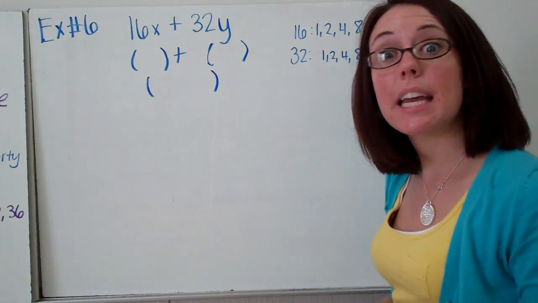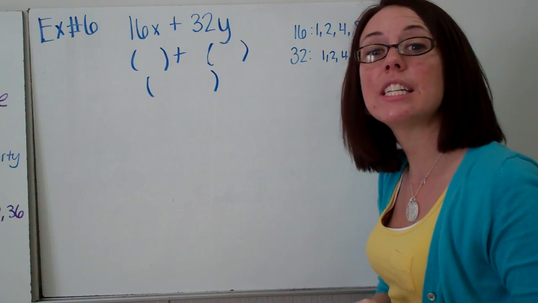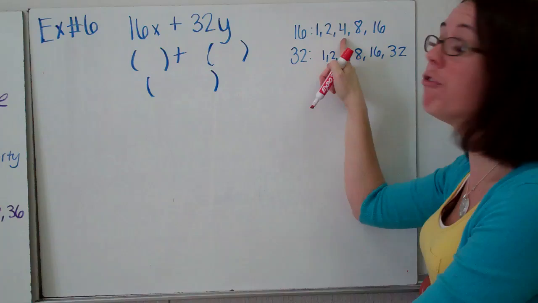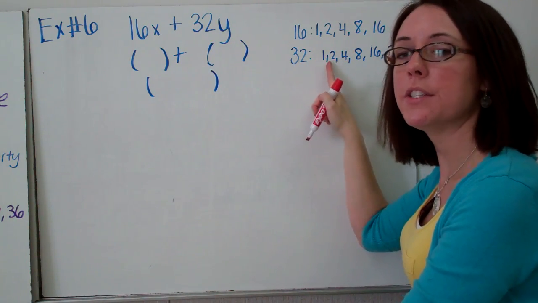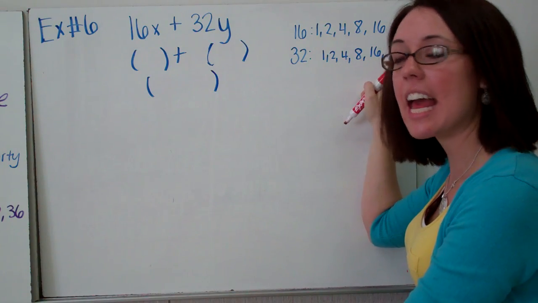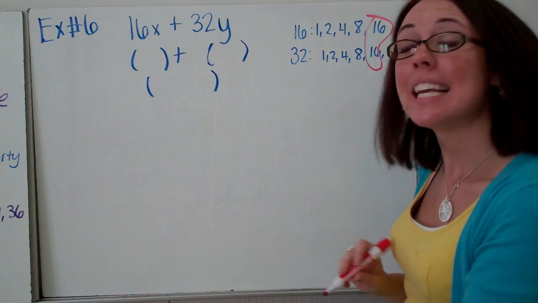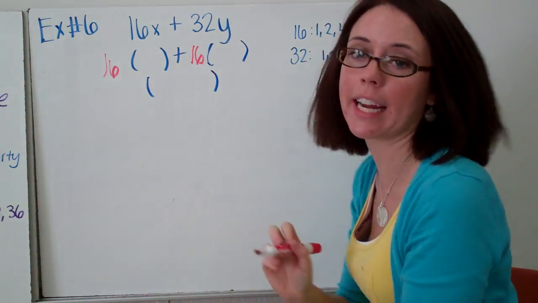And last example, example number 6. 16x plus 32y. We're going to find the GCF. So list the factors of 16: 1, 2, 4, 8, and 16. And the factors of 32: 1, 2, 4, 8, 16, and 32. The biggest number they have in common is actually 16. So 16 is our GCF that we're factoring out.